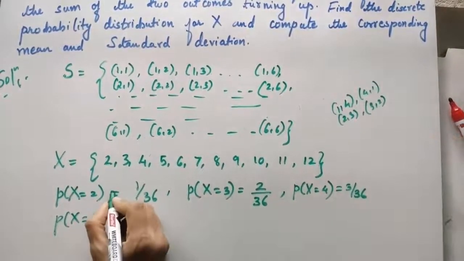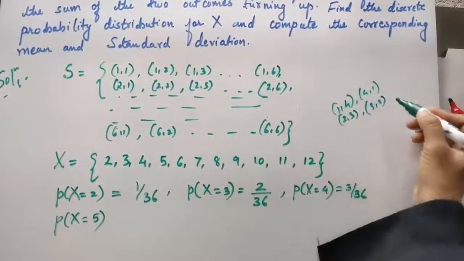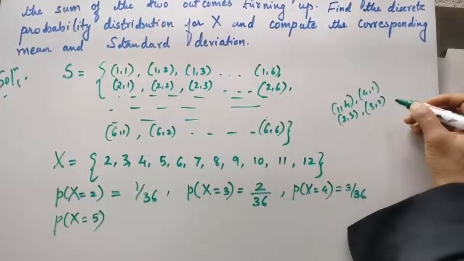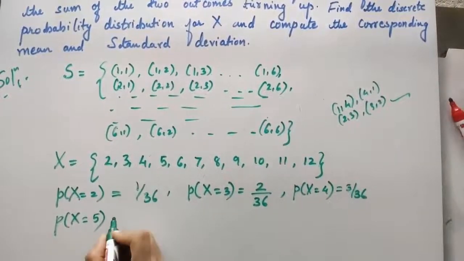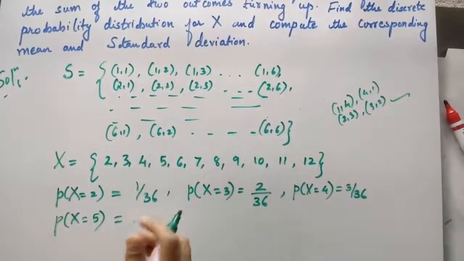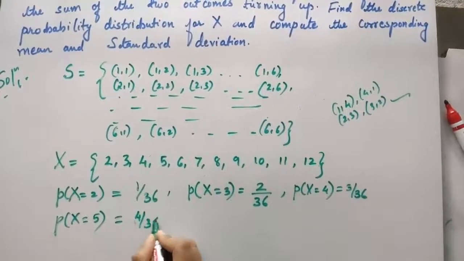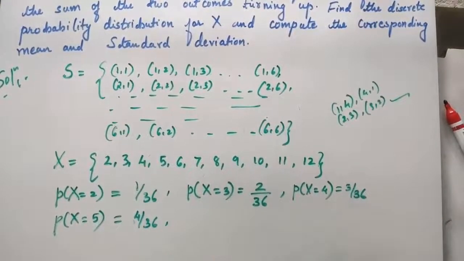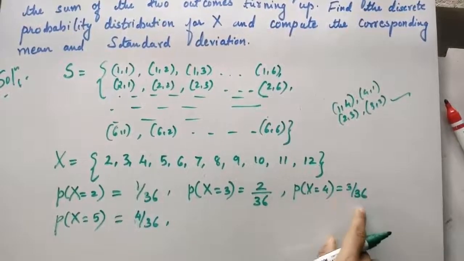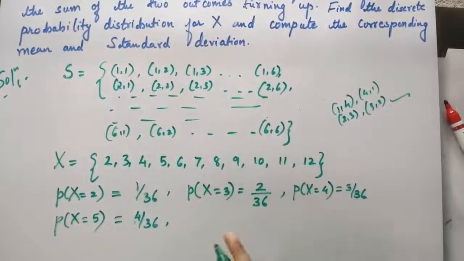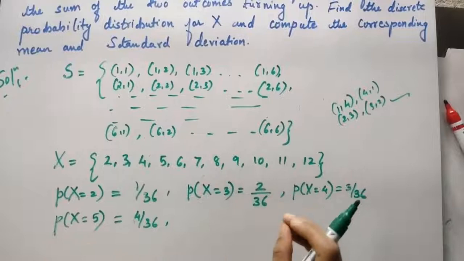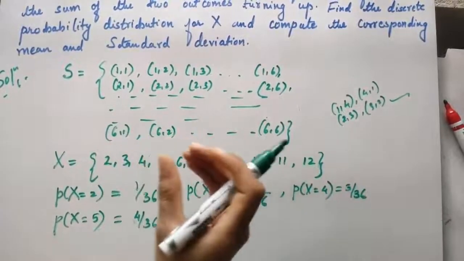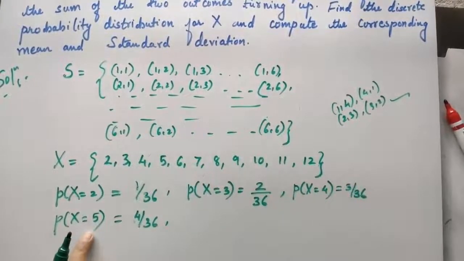So these are the 4 possibilities. Out of 36, only 4 are favoring your number 5. So that will be 4 by 36. Write the number as it is, 4 by 36, or else you can cancel it to be 1 by 9. It's not a problem. Here also you can cancel, here also you can cancel. Okay, that's not a problem. But you have to just identify all the pairs which are giving you the respective sum.